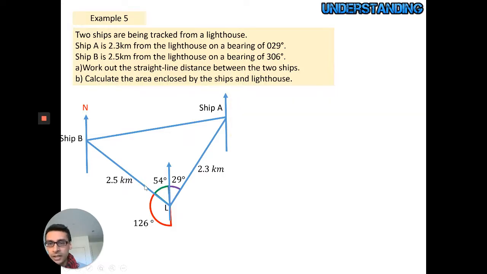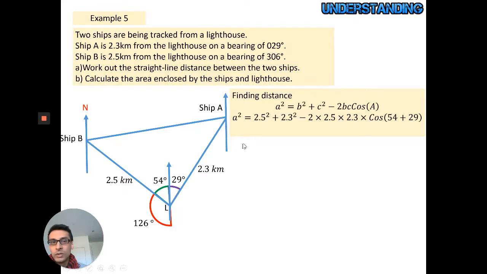Now you can see I actually have an angle and two adjacent side lengths, and I'm looking for the distance between the two ships here. So actually it's just the cosine rule. Again, there's my working out. You can follow that yourself. And then the second thing we're looking for, the area enclosed by the ships.